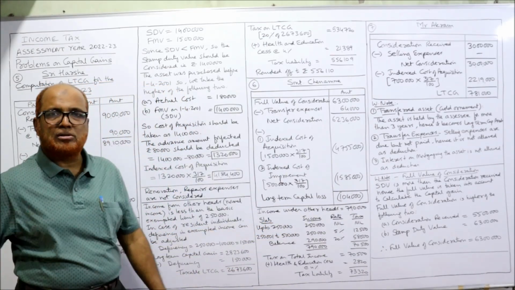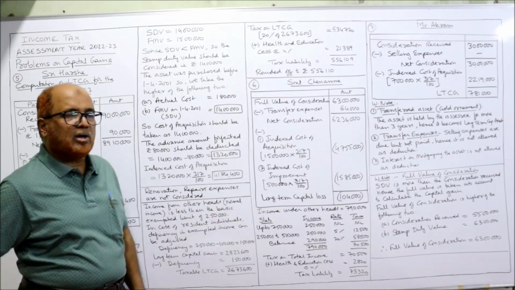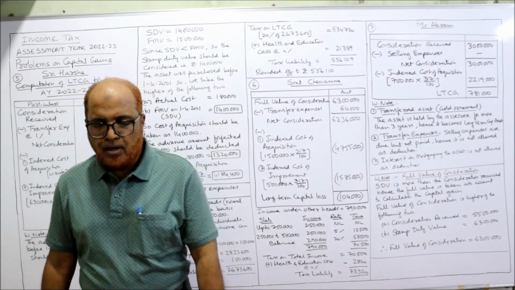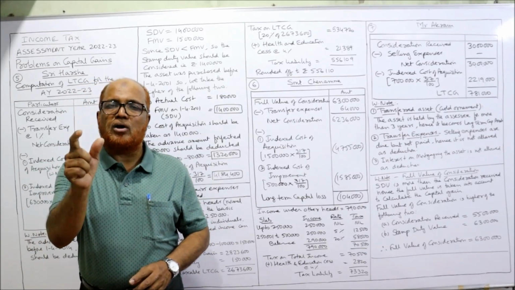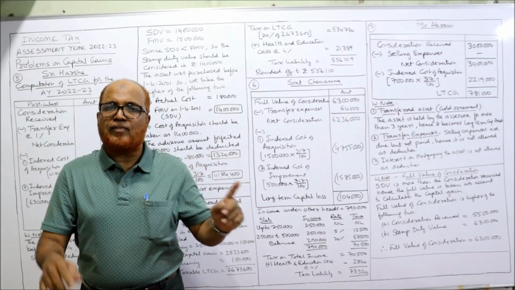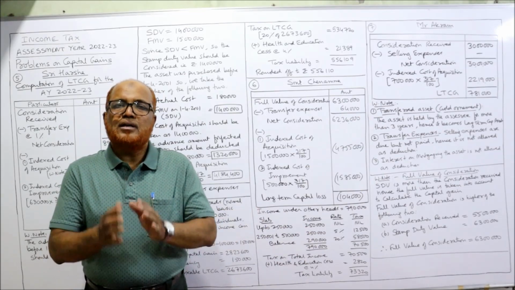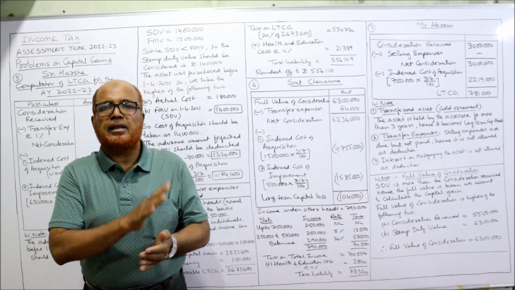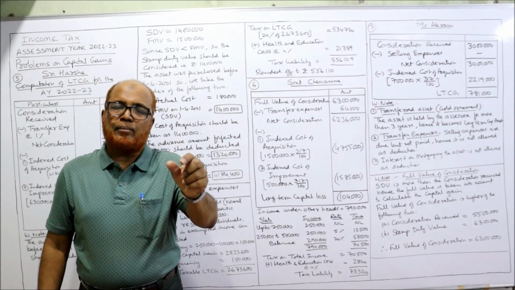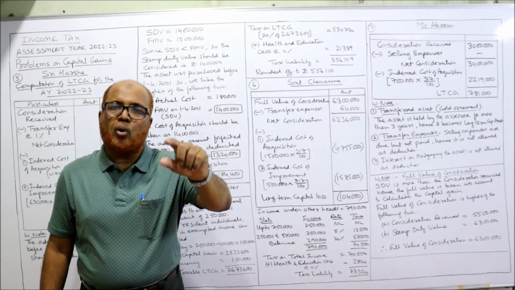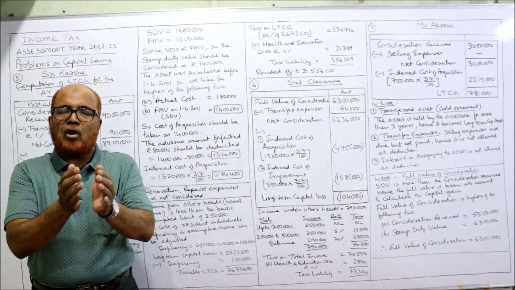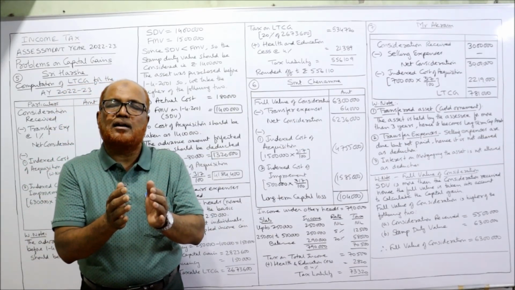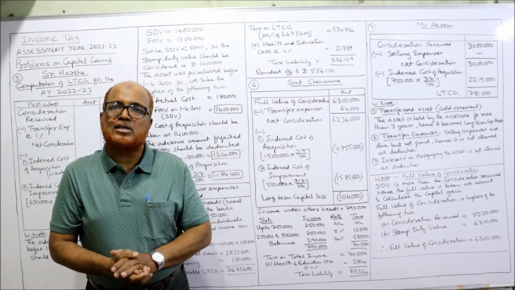Negative means loss. There is a long-term capital loss of 1,04,000. According to the provisions of the Income Tax Act, the capital loss cannot be set off from other incomes. It should be set off only from capital gain. The long-term capital loss can be set off only from long-term capital gain. If the long-term capital gain is not there in the current year, it should be carried forward to the next year.